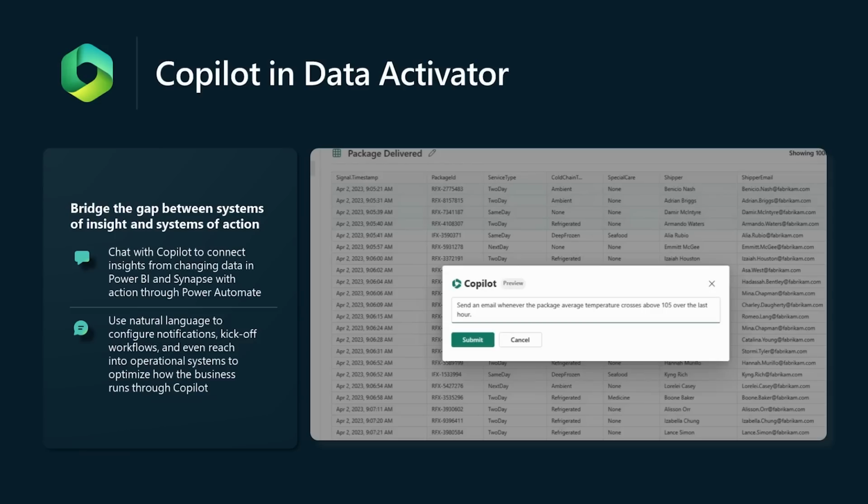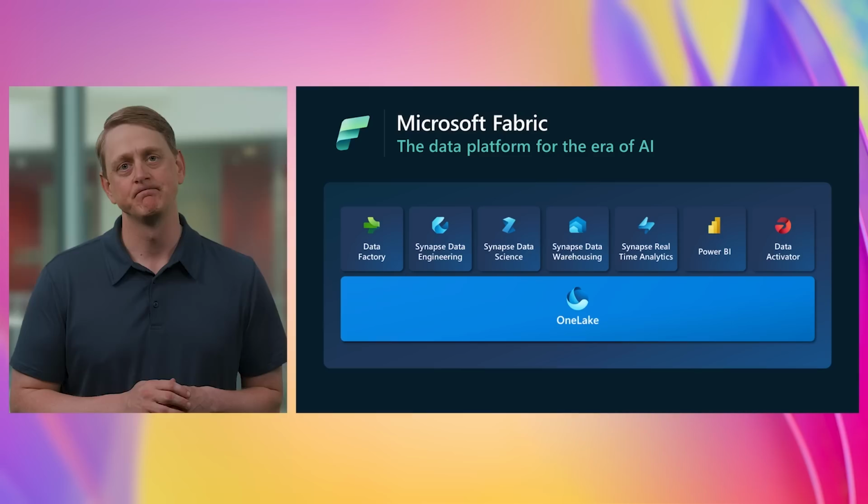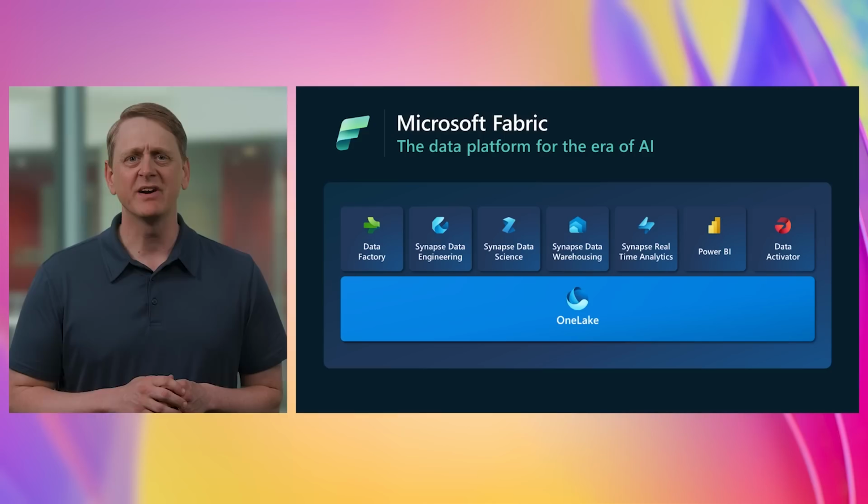With Data Activator, you can connect insights as they happen with systems of action, and Copilot makes setting up these triggers as easy as describing rules in natural language. Next, I want to talk about how we're bringing the power of next-generation AI directly to your data. Microsoft Fabric provides easy, built-in access to leading AI models to enhance your data and applications. Just by bringing your data into OneLake, you're set up to start using generative AI with your data. To give you an idea of how this works, let's take a look at some upcoming capabilities to create AI plugins in Fabric for your data.